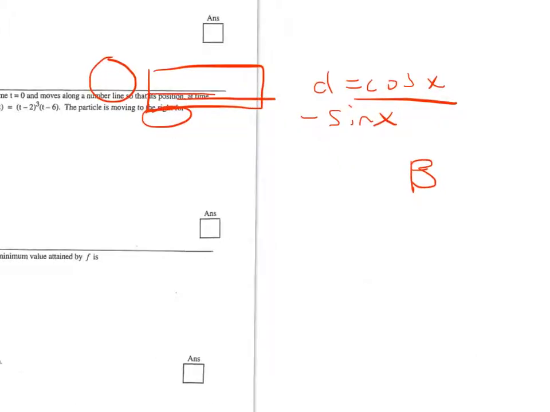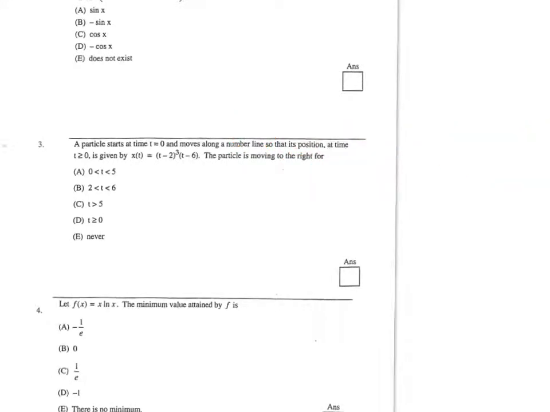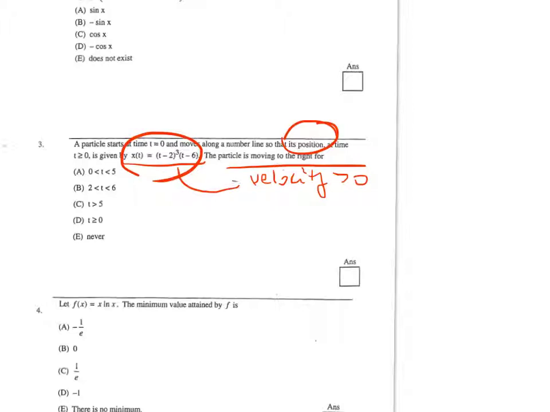Alright, for number 3, I have no clue what's happening. For number 3, a particle starts at time 0 and moves along a number line, so its position at time t is given by a function, and the particle is moving to the right. So when is the particle moving to the right? You should know it is when velocity is bigger than 0. We have the position function. How do we get velocity? Differentiation. Take the derivative of the original function.